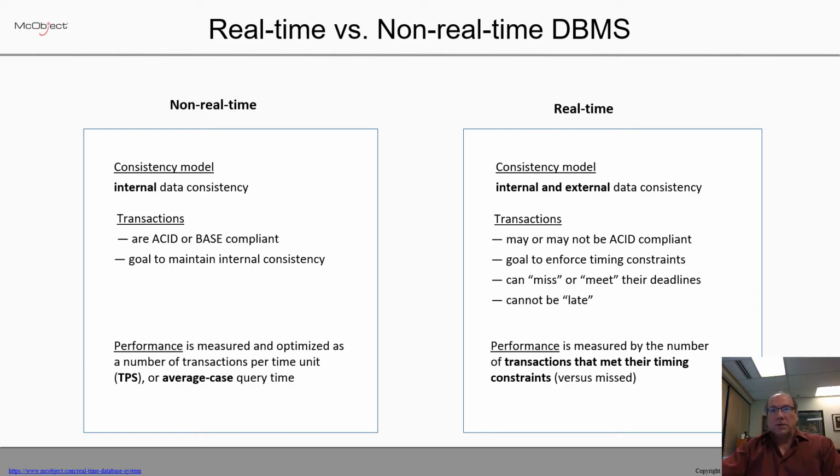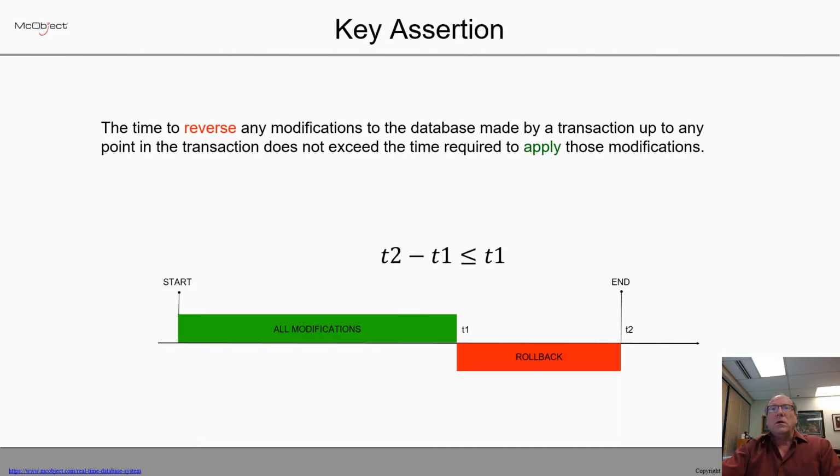A real-time database system should, but is not required to, enforce internal consistency just like any other ACID database, but it must also enforce external consistency. Performance is measured by the ratio of transactions that meet their deadline, in other words, are successfully committed, to the number of transactions that miss their deadline, in other words, are successfully aborted before the deadline, but no transaction should ever be late.